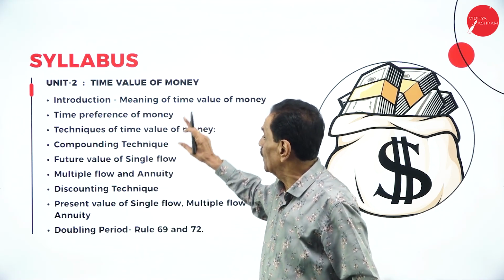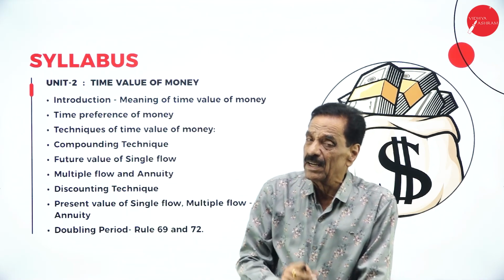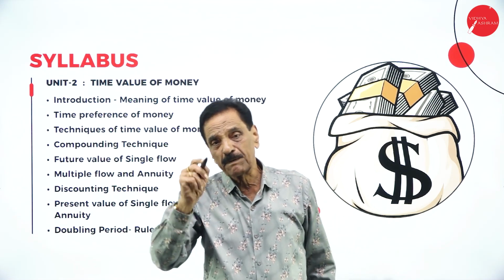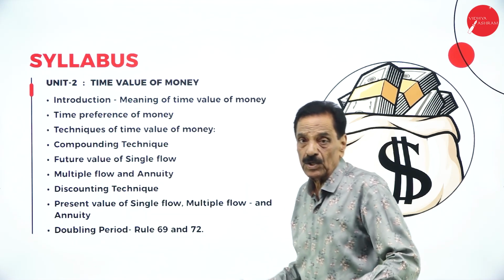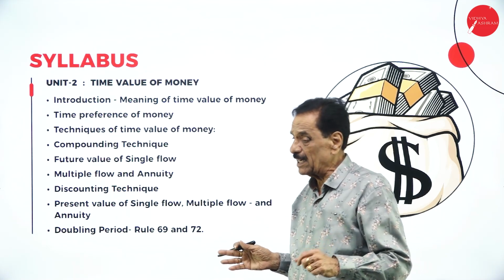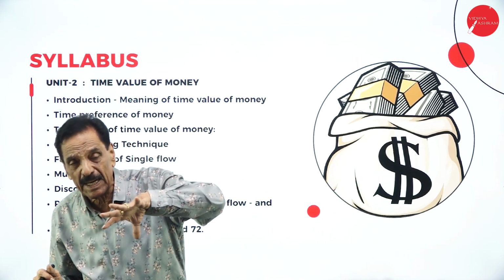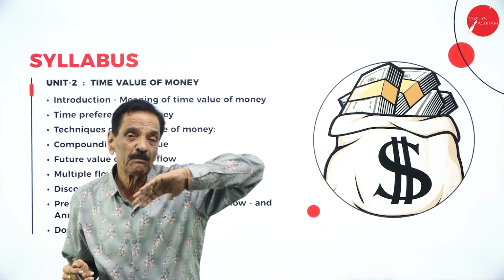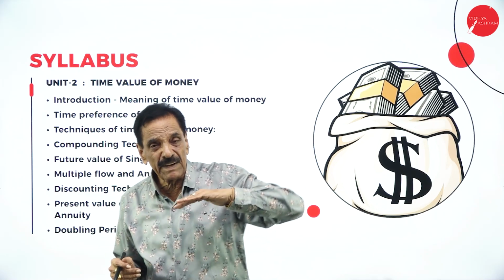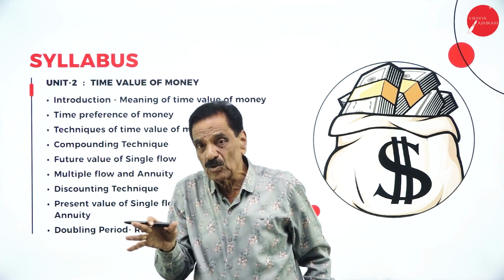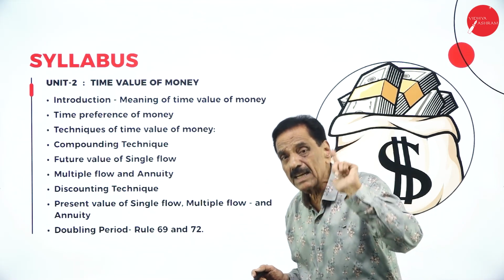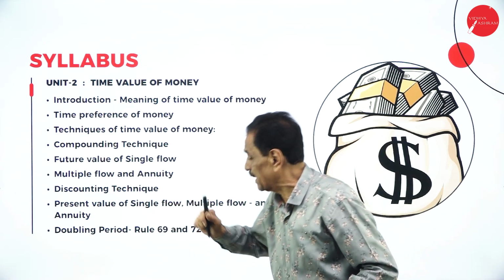Under this time value of money, you are going to read simple interest, compound interest, net present value, and amortization. When a loan has been taken, how the loan is paid in different ways, how much interest you are going to pay every year, that we are going to read, and also what the future value is in the single method and in the multiple method.